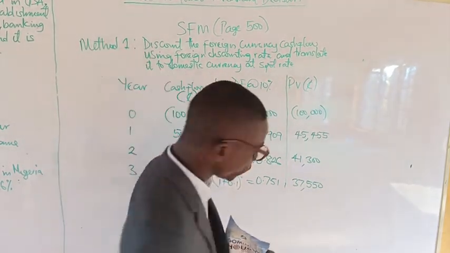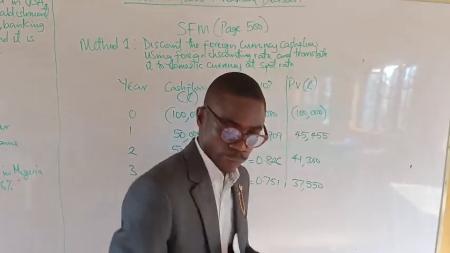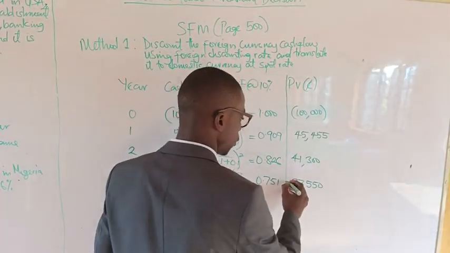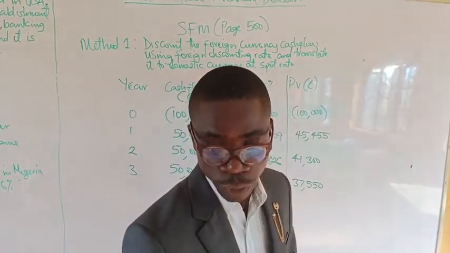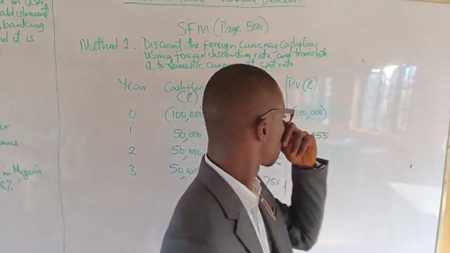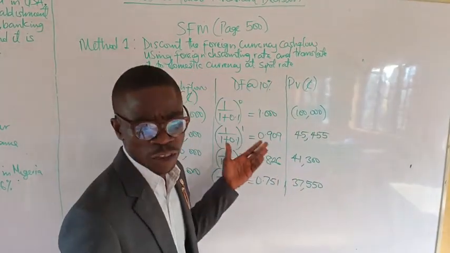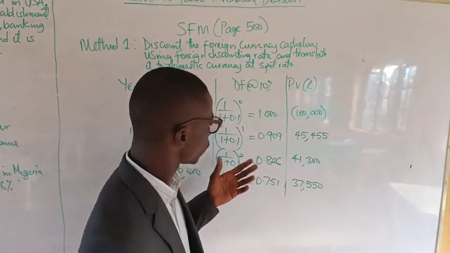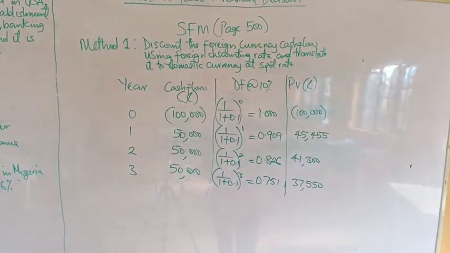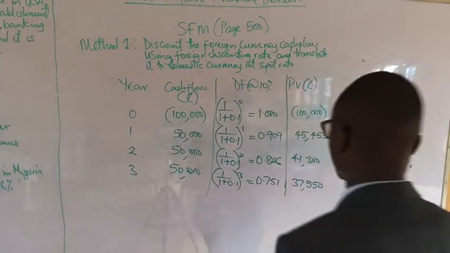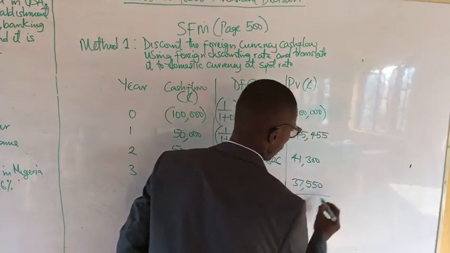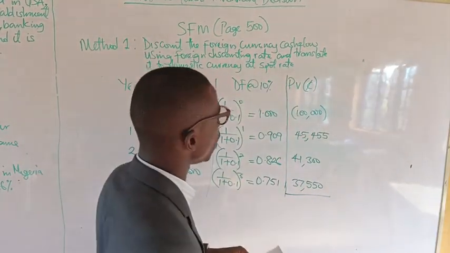Are you correct? Oh yeah, let's add it together. What do you call the first one? 45,000. Well, someone should confirm this figure. It's correct. Well, add it together. Add it together. What do you have?